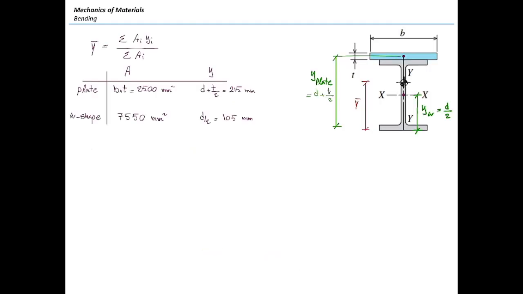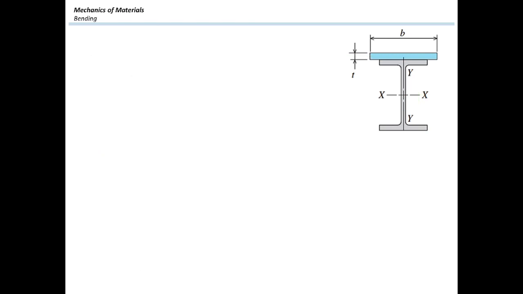Now I can plug them back into this equation and determine how much is the distance of the centroid to the bottom of the section. Y bar would be 132.4 millimeters. X bar does not need to be determined because we know that would be 0. Now I'm going to move on to the second part and determine the moment of inertia.